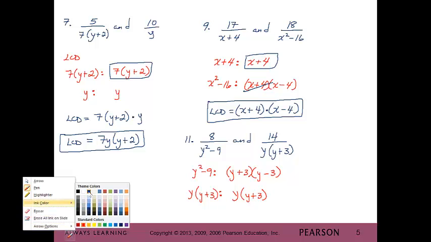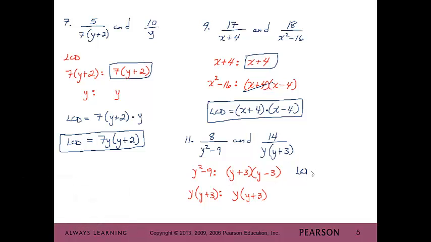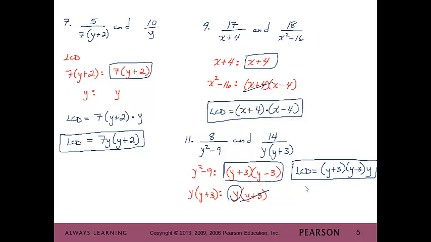So we can start by writing the LCD. And we're going to take the factors of the first denominator, which is our y plus 3 times the y minus 3. And then we're going to go to the second, and any factor of the second not already in the list, we're going to add it. So this y, it's not there, so let's put it there. And then this y plus 3, it's already there, so we're not going to write it twice. Therefore, the LCD is going to be y plus 3 times y minus 3 times y.